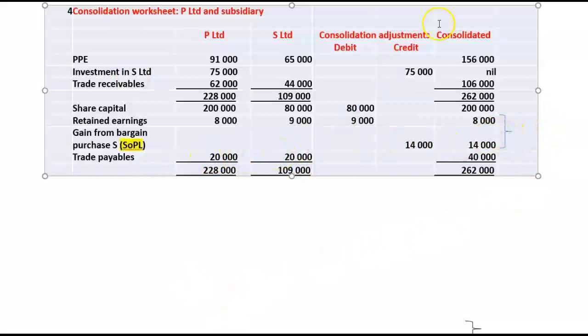So now we can do our consolidated figures just by adding those figures together. 91 plus 65 equals 156. The investment is out of the books now. Trade receivables is 62 and 44, so 106,000. Total assets 262. Share capital, only that of the holding company, the 200,000 and the 8,000, but I have to add the 14,000 as well. So 208 plus the 14,000. 14,000 will also become part of retained earnings. And then trade payables, 40,000.